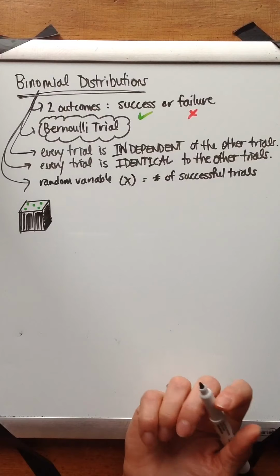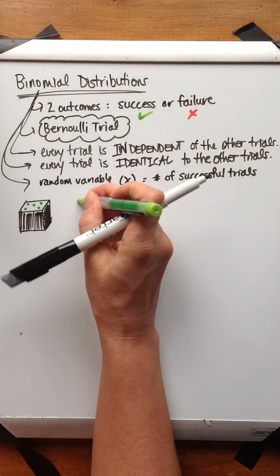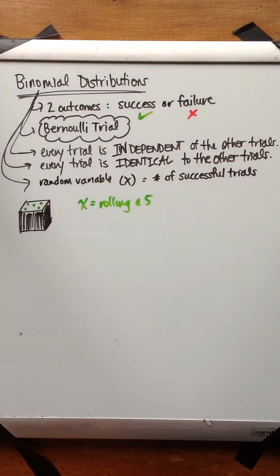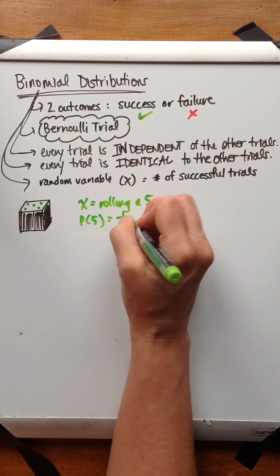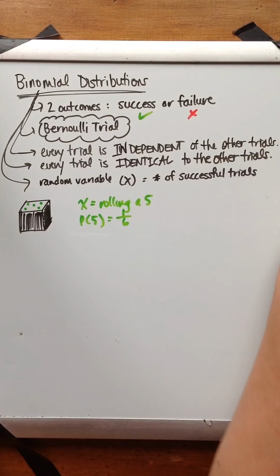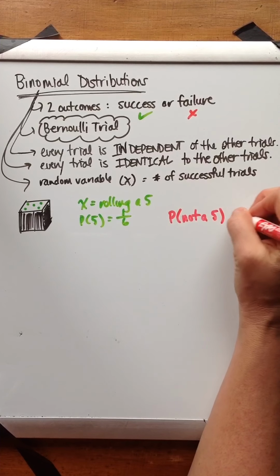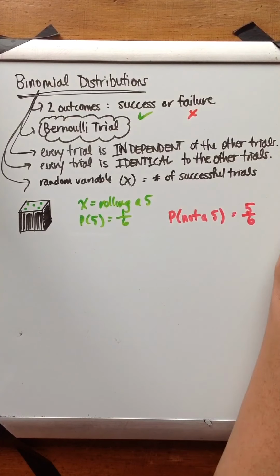Let's say that you define success, or you define the random variable x, as being rolling a 5 on a die. Okay? So if that is success, that would mean that failure would be not rolling a 5. So the probability of getting a 5, of course, would be 1 out of 6, because you've got 6 sides to the die, and therefore the probability of not getting a 5 would be 5 out of 6. And that would be just for a single roll.